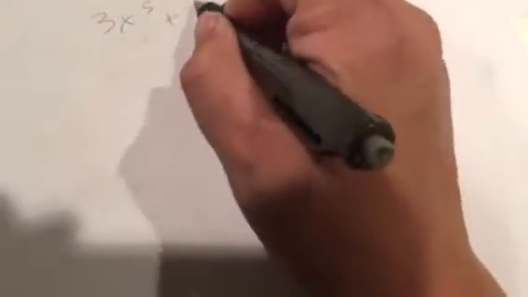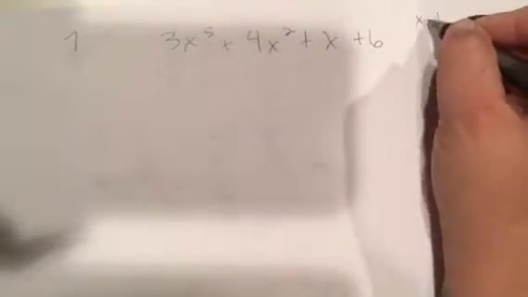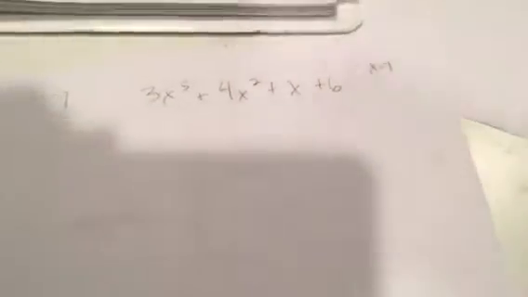The other kind of division is synthetic division, and we set this up kind of weird, but it actually turns out to be much easier for most people. At least I think so. So this is number 7 on 6.1.6. 3x to the 5th plus 4x squared plus x plus 6. And it says that we want to evaluate when x is negative 1. So that's what we're going to divide by.